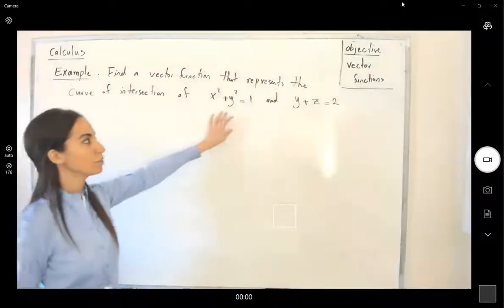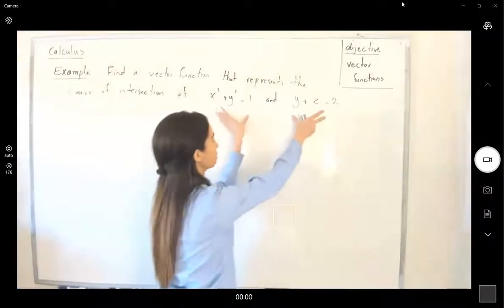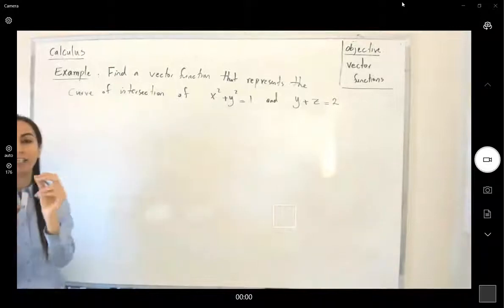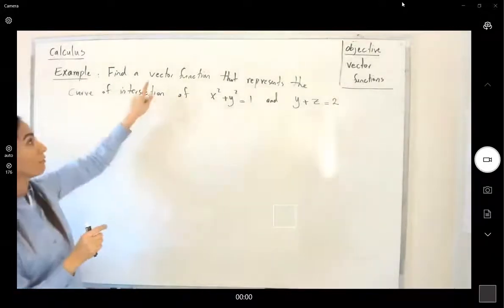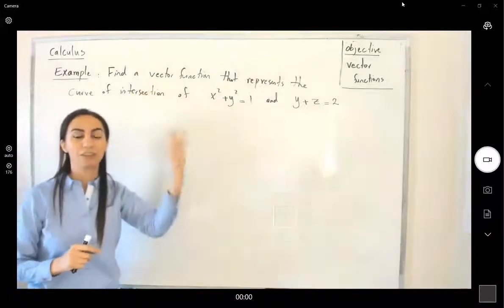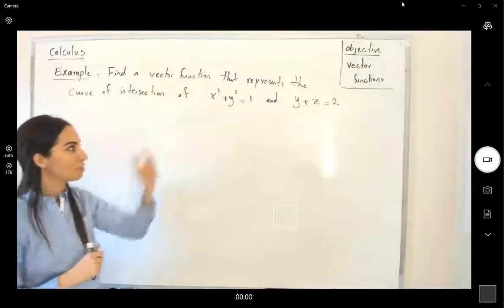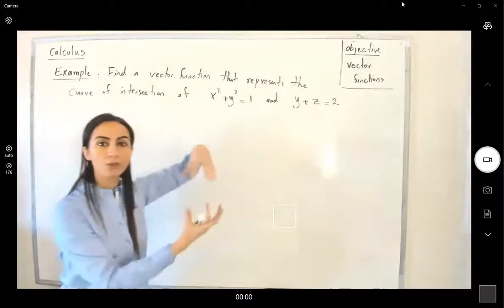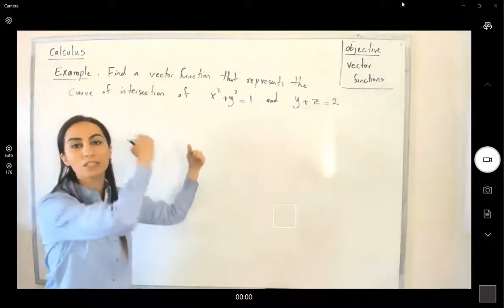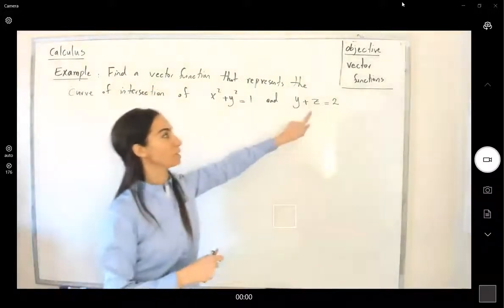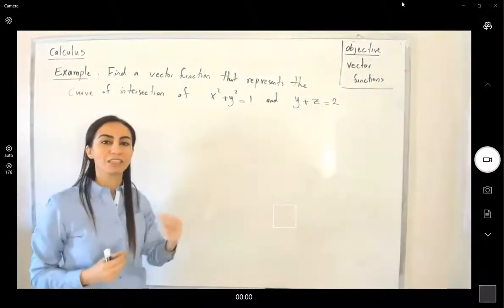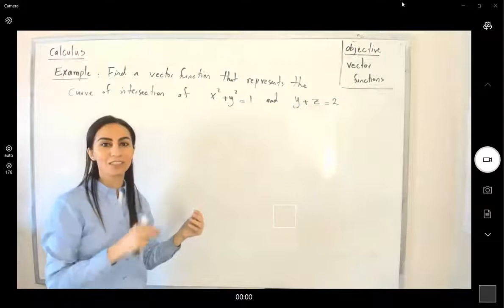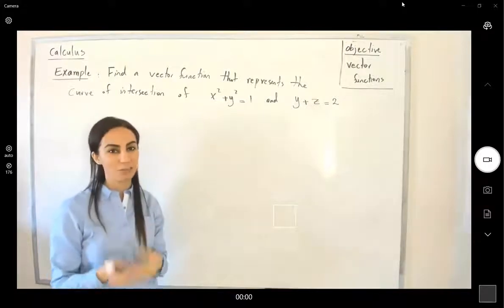So what are we doing? We are just finding the equation of a curve, the vector function that represents the curve. What is that curve? Here you have a cylinder, and you're slicing that cylinder with a plane. So the intersection between them is a curve, and we want to find that equation.